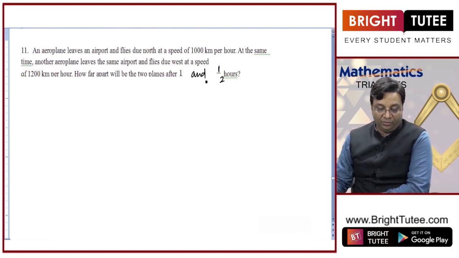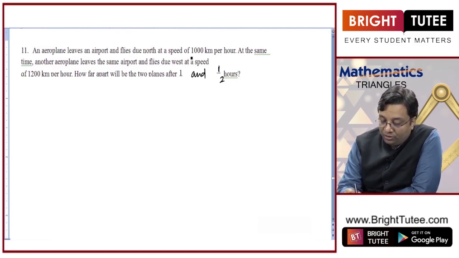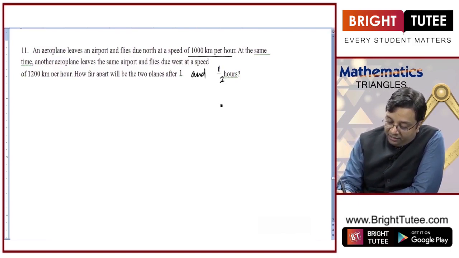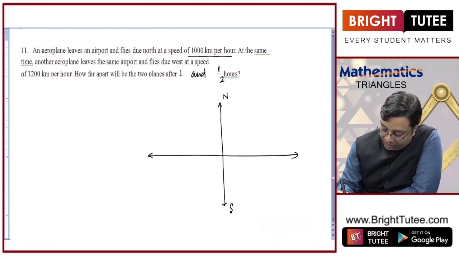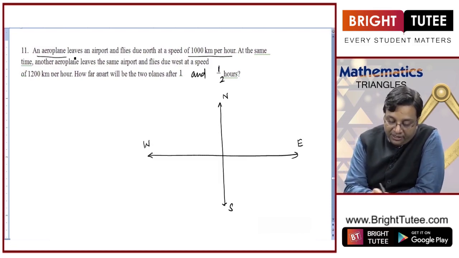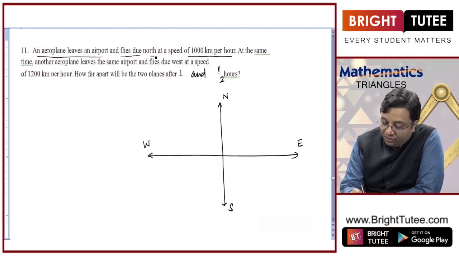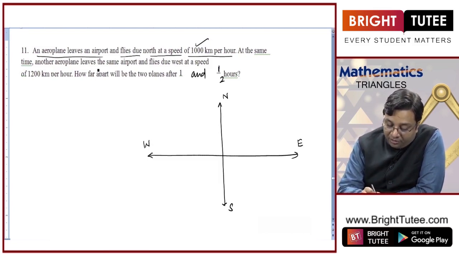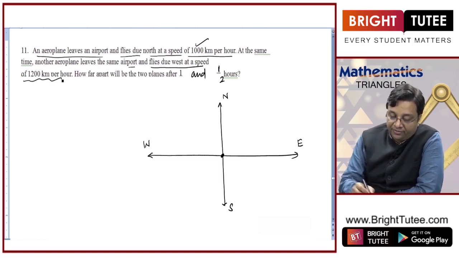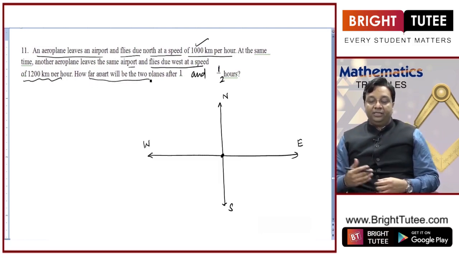An aeroplane leaves an airport, flies due north at a speed of 1000 km per hour. So let us say this is north, this is south, this is west and this is east. At the same time, another aeroplane leaves the same airport, let us say this point is the airport, and flies due west at a speed of 1200 km per hour. So how far apart will they be after 1.5 hours?